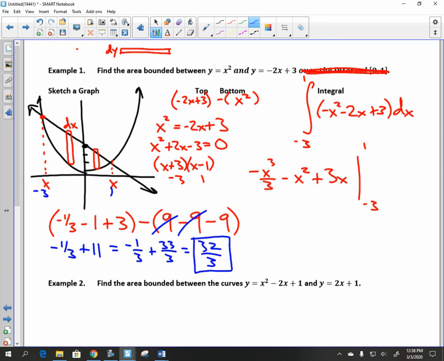What do I love about this? You have which antiderivative.